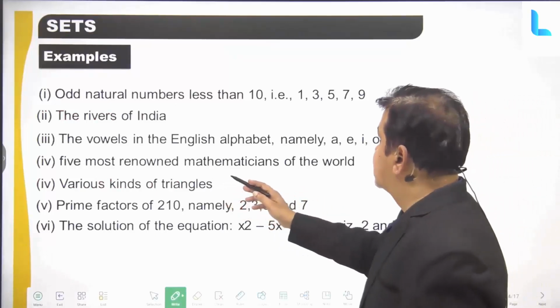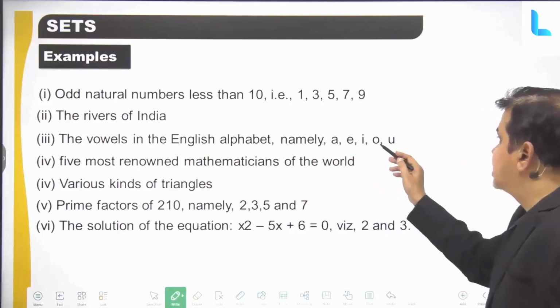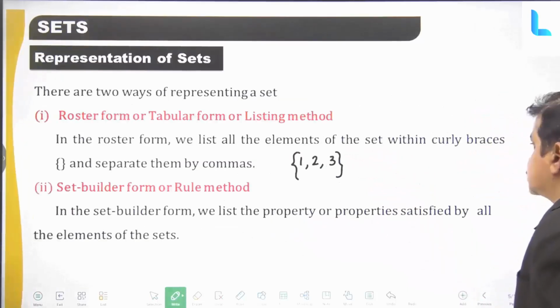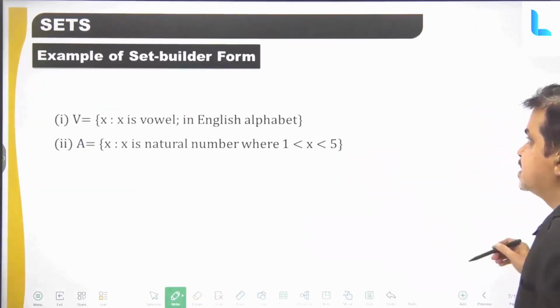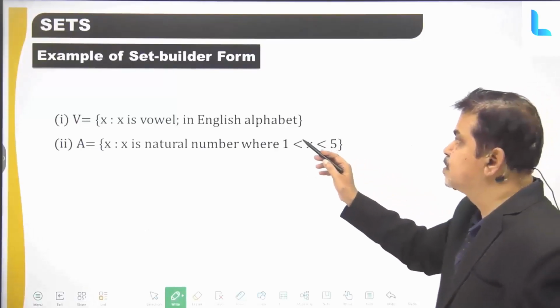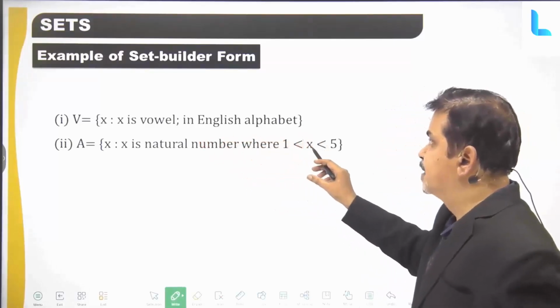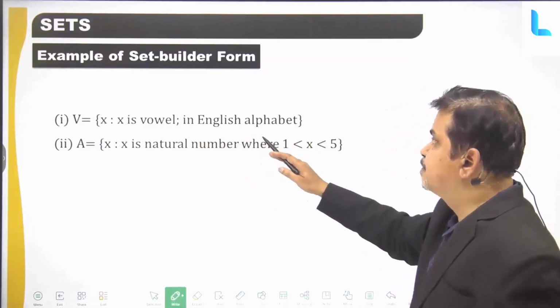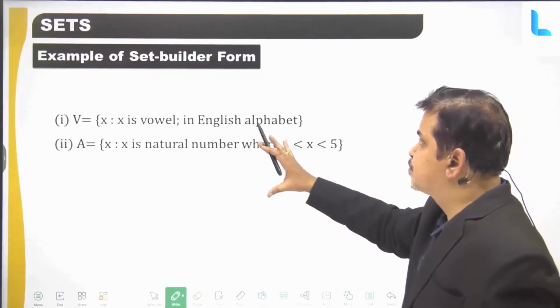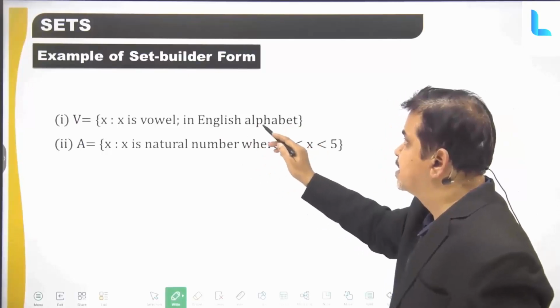So here you have seen the vowels in the English alphabet, namely A, E, I, O, U. If you take these vowels in the English alphabet, in the roster form we will be able to write what the vowels are. But in the set builder form, it is a property wherein all the elements belonging to the set are vowels.